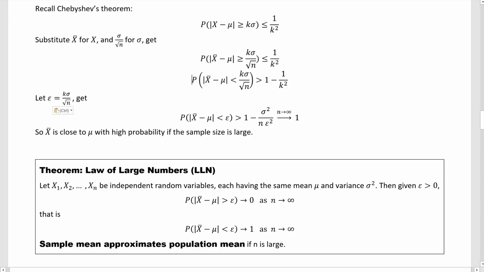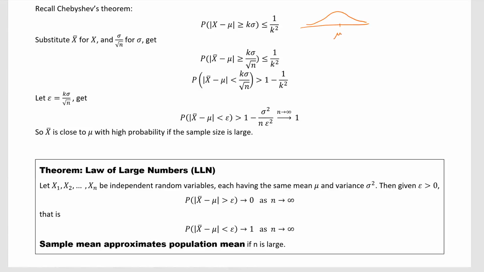Hi everyone, let's continue. So we recall Chebyshev's theorem. We have, if the probability of x far away from the mean is small, right? Let me draw the picture here. Okay, so it's like that.